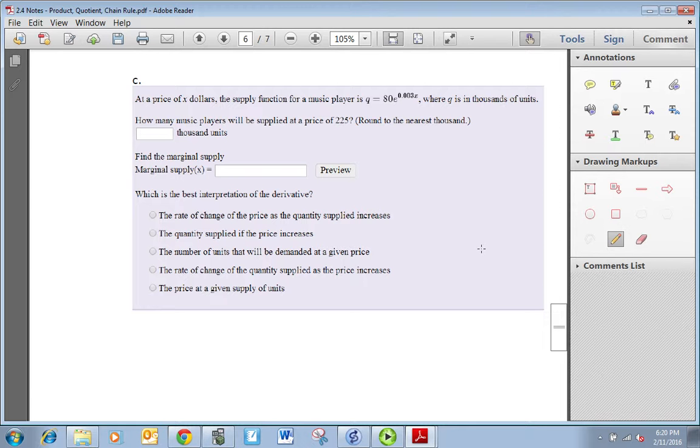For that first one, we're trying to find the supply at a price of 225, so we just plug that into the original. Notice it's not talking about rate of change there. You have to be able to distinguish between those two. And that is going to be 157 units, rounded to the nearest thousand.